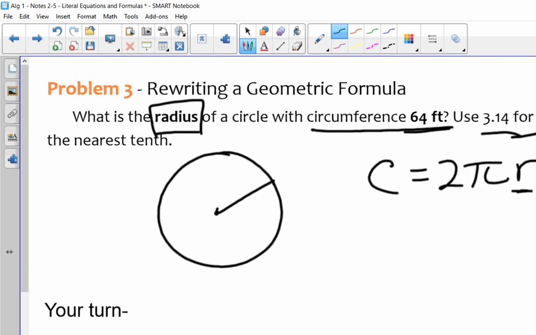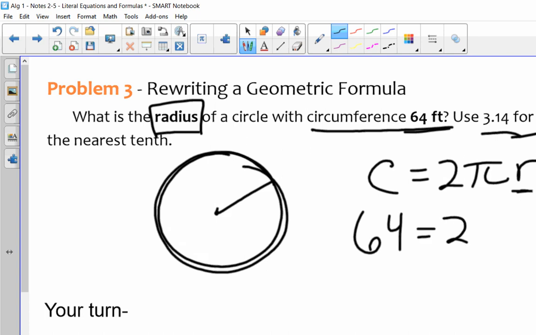So this perimeter of the circle is 64. So I'm going to put it in for C. Okay. 2 is part of the formula. Pi, now they tell me to change it to 3.14. And they want me to get the radius, so they didn't give it to me. I have to find it. Okay. So there you go.